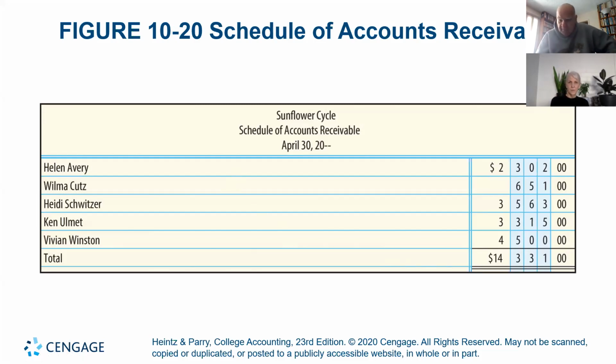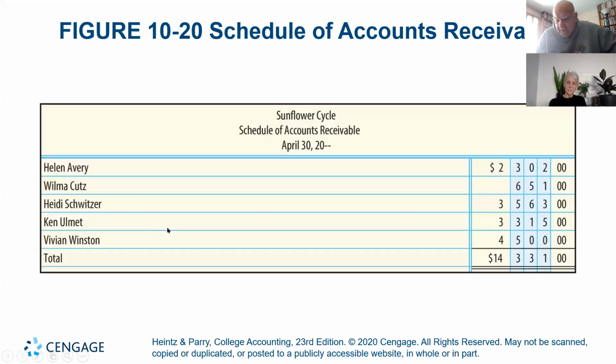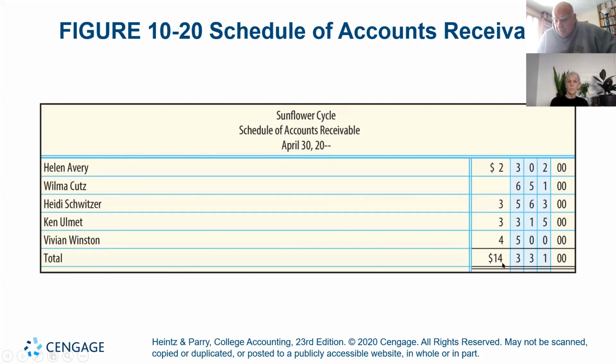The auditors come in and say, who owes this money to you? And you hand this to the auditor. And you know what the auditor might do? The auditor might have you sign a letter that says, dear customer, dear Helen Avery, according to the records of the Sunflower Cycle Company, your debt to them at the end of April was $2,302. Would you kindly acknowledge that to us? And they get enough of those back, and they start getting comfort that these numbers are correct.